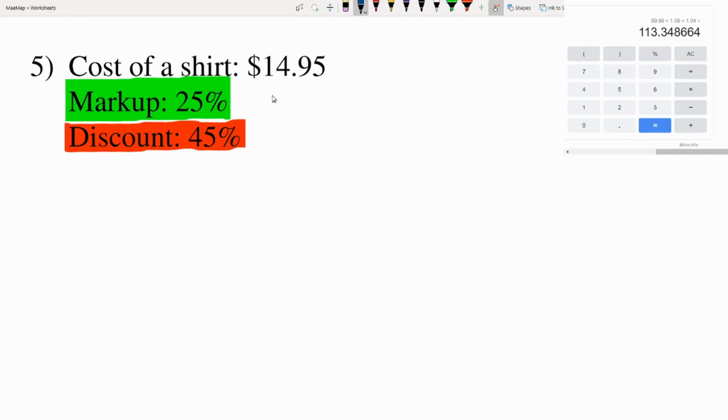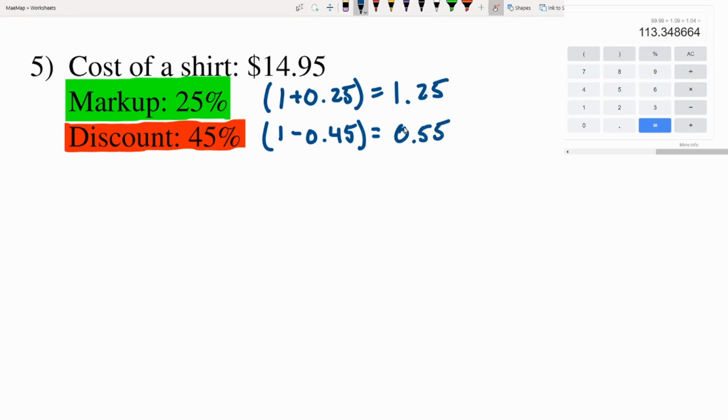So remember, for a markup, we add that decimal to 1. So this is going to be 1 plus 0.25, which gives us 1.25. The difference between that and a discount is that as opposed to adding that decimal to 1, we are subtracting it from 1. So we do 1 minus 0.45 when we're calculating that discount. Because if something is 45% off, then 1 minus 0.45 is going to be 0.55. So again, if something is 45% off, we're only paying for 55% of the purchase price.